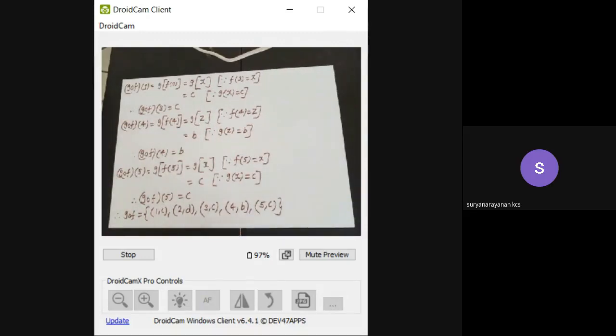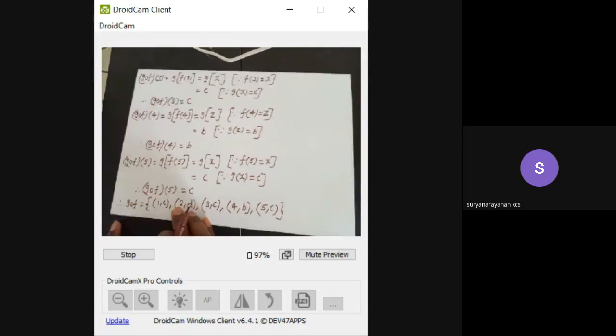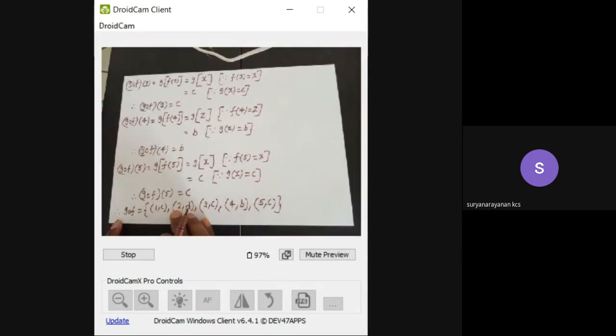Understood, my dear children, how to write the composite function of F and G? Don't be confused here. This is the composite function of F and G, but we wrote it in the reverse order. This is not the composite function of G and F. This is called the composite function of F and G only, not G and F. Remember this point.